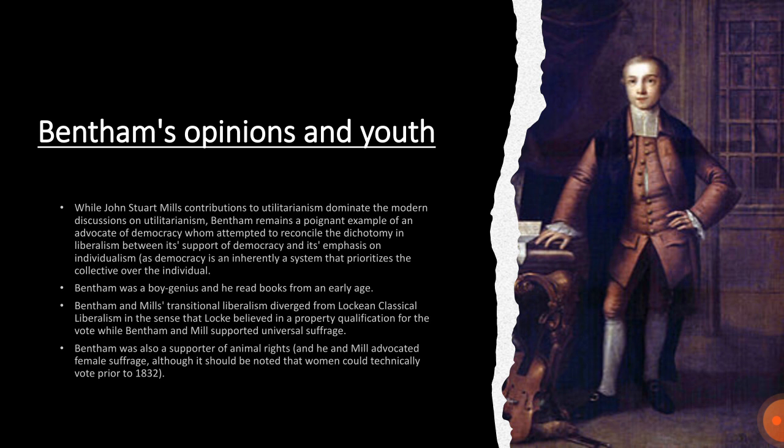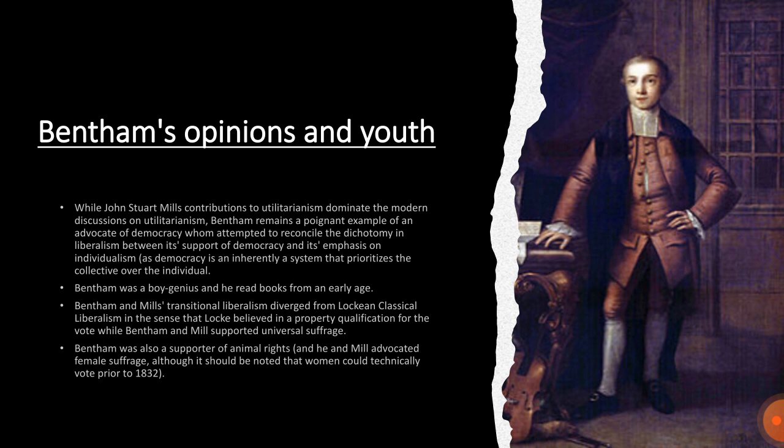Bentham and Mill's transitional liberalism diverged from Lockean classical liberalism in the sense that Locke believed in a property qualification for the vote, while Bentham and Mill supported universal suffrage. And obviously, John Stuart Mill famously also supported women's suffrage because he introduced an amendment to the 1867 Reform Act, which would have enfranchised women. We'll get onto it when we do our lesson on the suffrage movement.